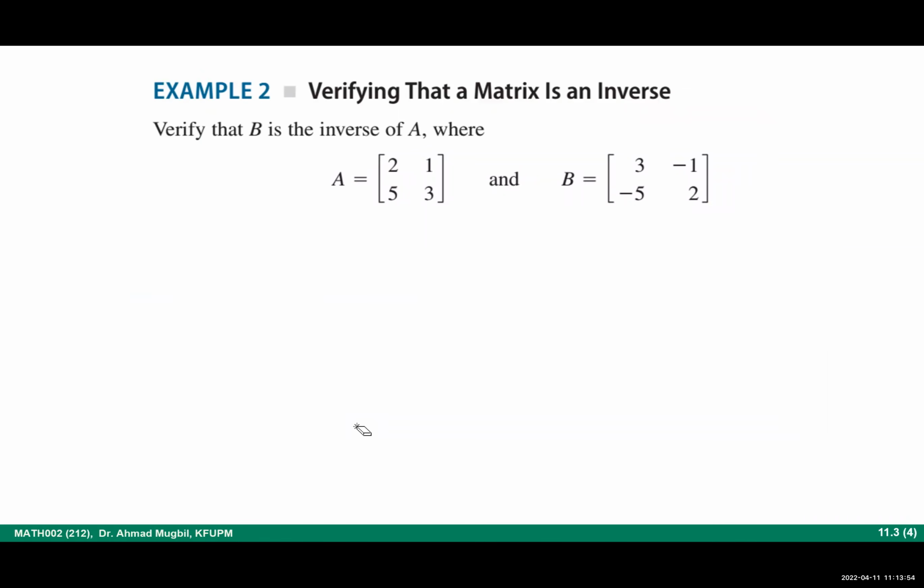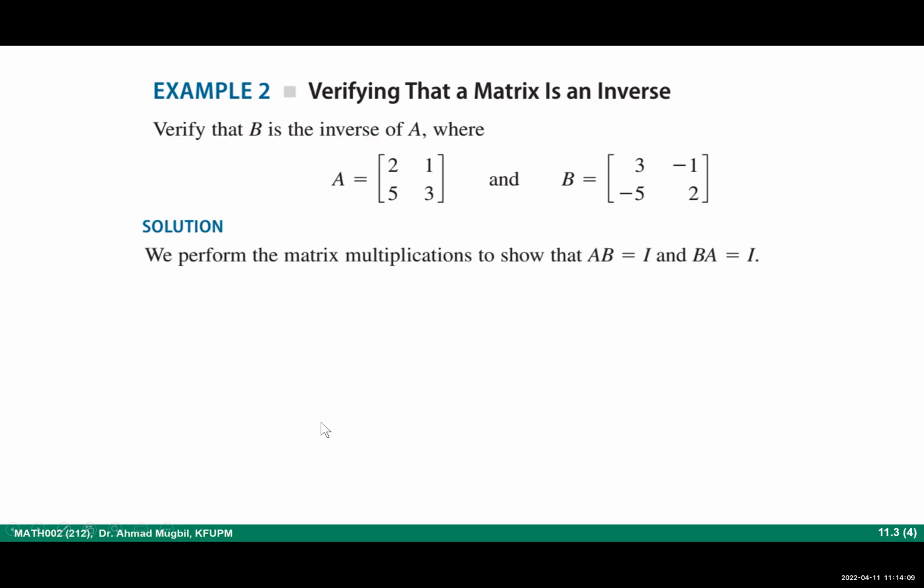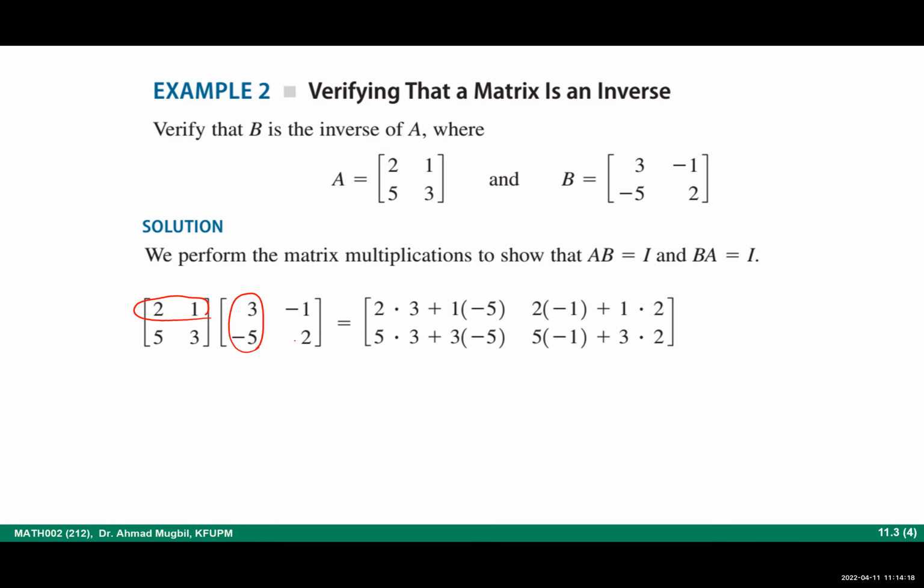Let's start with this easy example about verifying. If you have two matrices, how do you know if they are inverses of each other or not? Just multiply them. If the product of them is the identity matrix, then they are inverses of each other. So let's multiply. Do you remember how to multiply matrices? The first row by the first column, then the first row by the second, and so on. This is 11.2. Revise it if you don't know how to do that. Look at the result of the product. It is the identity matrix.